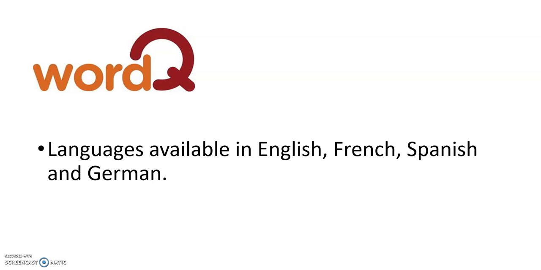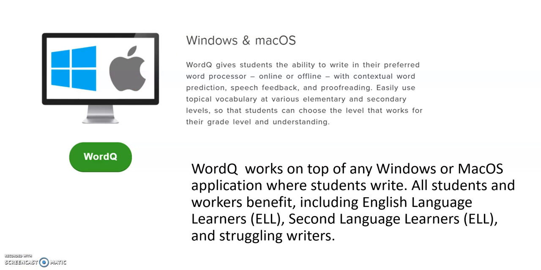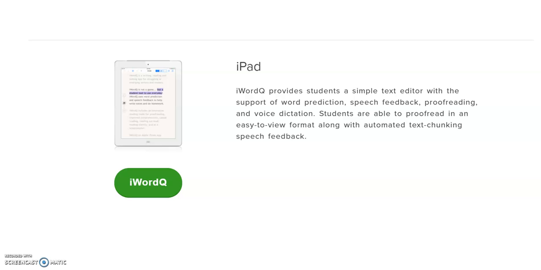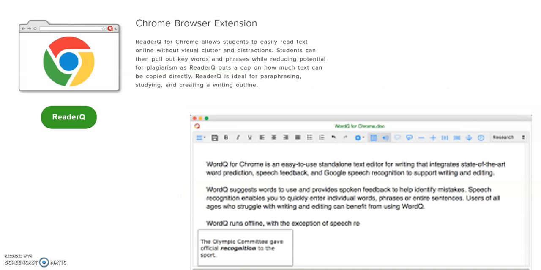This tool isn't limited to just English. It can also use French, Spanish, and German. WordQ is a writing skill improvement and compensation tool that works on top of any Windows or Mac OS application where students write. It also has WordQ for Chrome. It is an easy to use text editor for Chromebooks with writing skill improvement and compensation tools, and a WordQ browser extension.